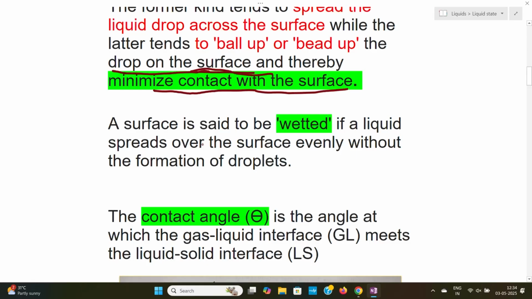But in the case of water, water will wet the solid surface. Water spreads on the solid surface. Here, there is no droplet formation. Water on the solid surface spreads or wets the solid surface.